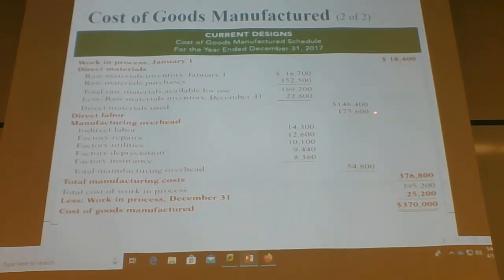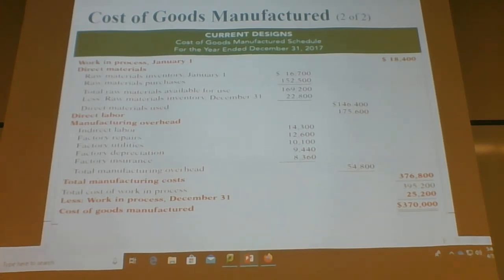Direct labor is the next item. That's a very easy concept. $175,600 was the total direct labor that we used for the year. Okay. There's not going to be a beginning direct labor and ending direct labor. This is just what we used. It's as simple as that.